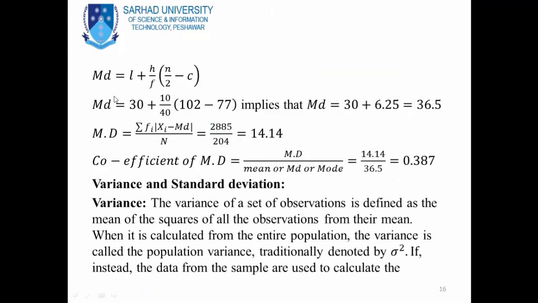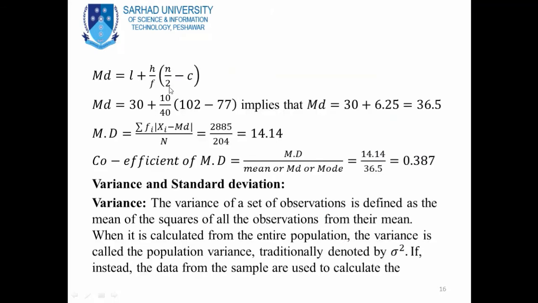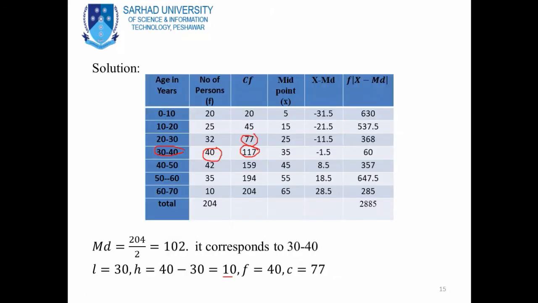Now putting the values in this formula, L plus h by f into n by 2 minus c. The lower limit of the class in which the median lies is 30, plus class size 10, divided by frequency 40, times total terms 204 divided by 2, which is equal to 102, minus the cumulative frequency 77. After simplification we obtain the median 30 plus 6.25, which is equal to 36.5. So 36.5 is the median of the grouped data.